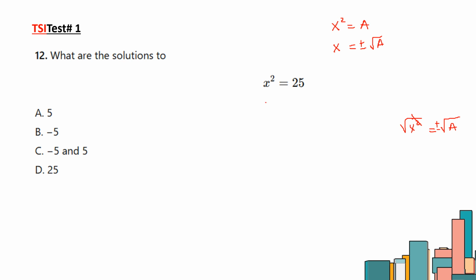So we do the same thing. We have x equals plus or minus the square root of 25. Now x equals plus or minus 5. The square root of 25 is 5. Now plus or minus means two solutions. So x will be positive 5 and x will be negative 5. That's why they say plus or minus. That is two answers. So minus 5 and 5 is the correct one.